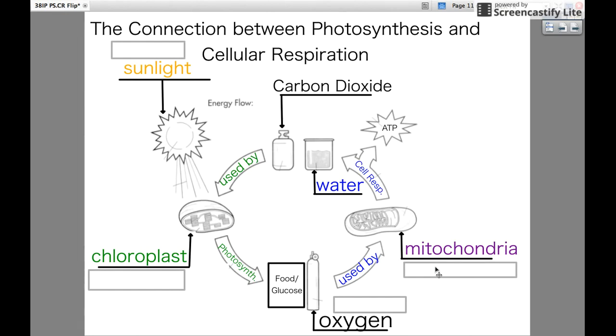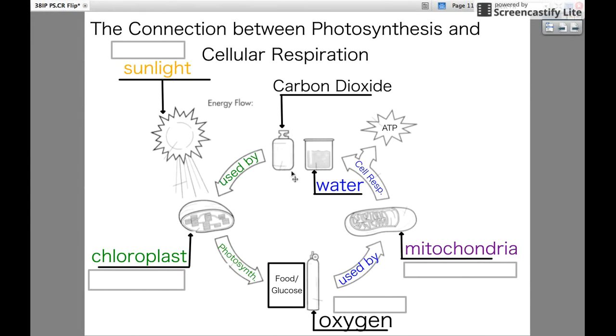That should be all of the blanks filled in, but now I want to go over what this actually means. So what we have here, let's start at the top just for ease. So water and carbon dioxide mixed with sunlight get used by the chloroplast in a process called photosynthesis to make glucose and oxygen. These two things, glucose and oxygen, get used by the mitochondria in cellular respiration to make water and carbon dioxide and give you ATP.